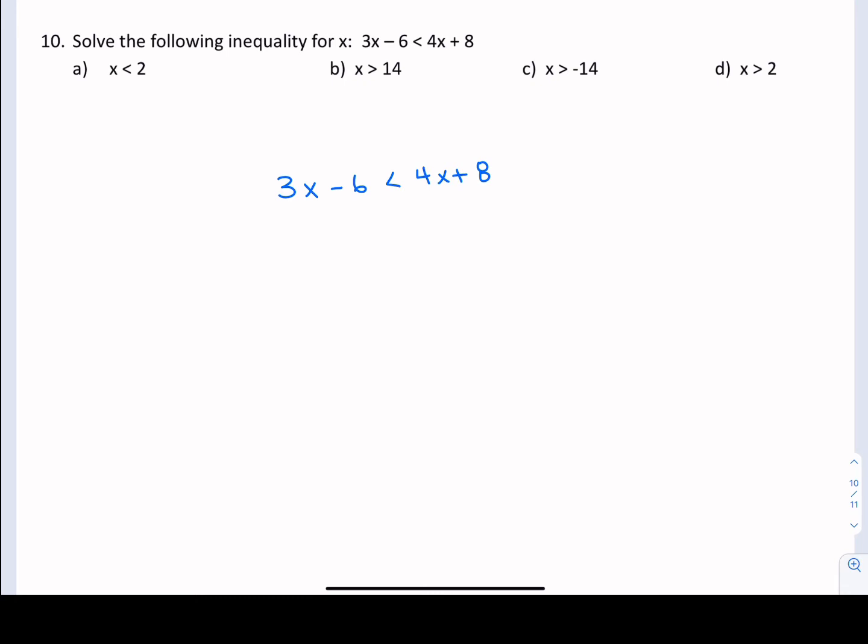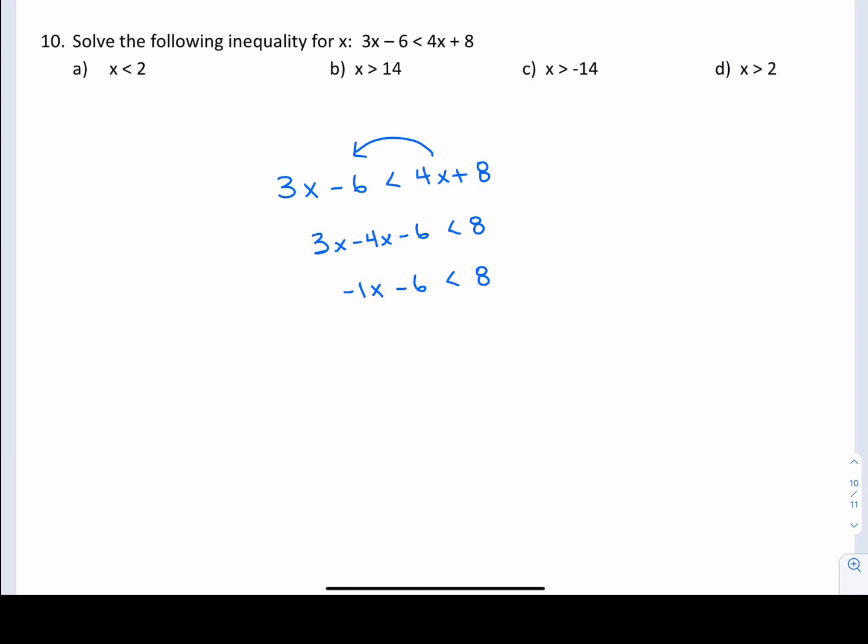So I like to read inequalities with the variable or the letter on the left side and the number on the right side. So we want to push that 4x over to the left-hand side. In order to do that, we're going to subtract it from both sides. So you'll have 3x minus 4x, still minus 6 is less than 8. So combine those like terms, 3x minus 4x is a negative 1x or negative x. You still have minus 6, and that is less than 8.